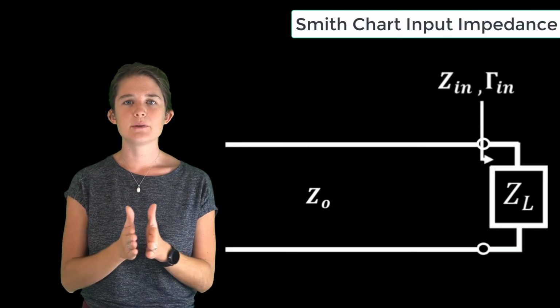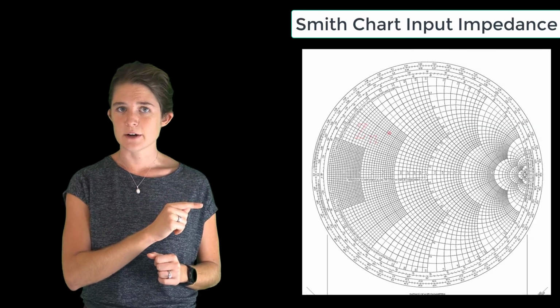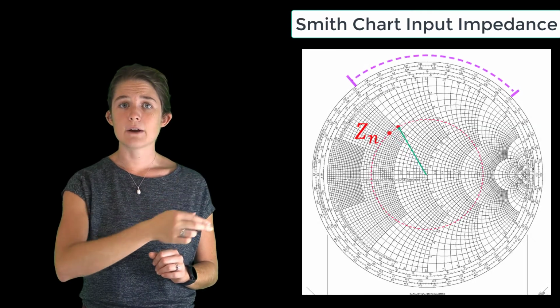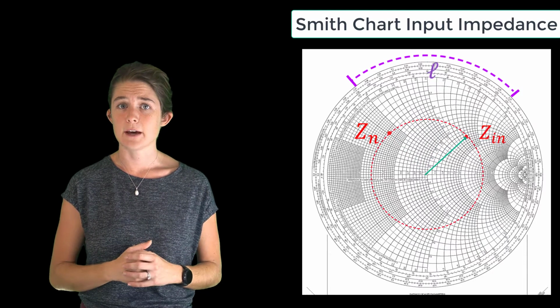If you want to find the input impedance at some distance from the load, you first plot the load impedance on the chart, then you can rotate it around the center of the chart by however many wavelengths you need to account for the length of the line.